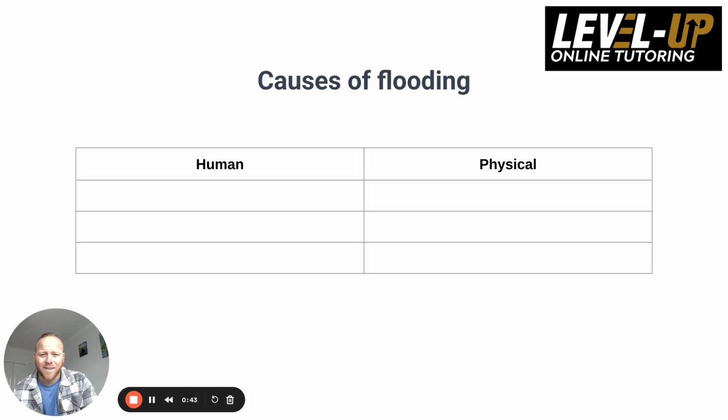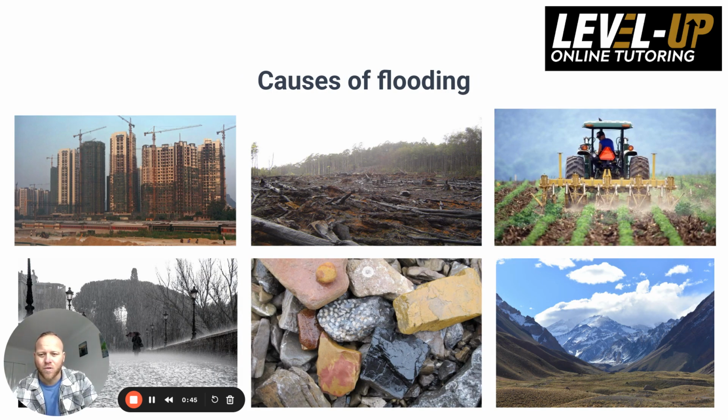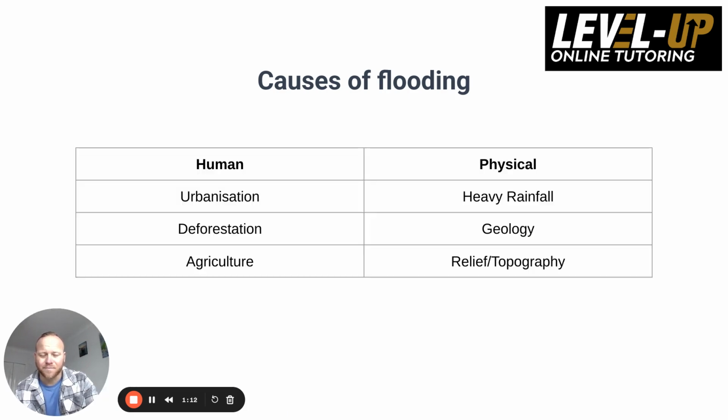So these are the different human and physical causes of flooding. You could pause it at this stage and try and work out what they are. The top three are the human causes and the bottom three are the physical ones. If you did pause it, then hopefully you've acknowledged that this is urbanization, this is deforestation, and this is agriculture. This is heavy rainfall or precipitation, this is geology, and this is all to do with the relief of the land. So I'm going to go through each one of these now.